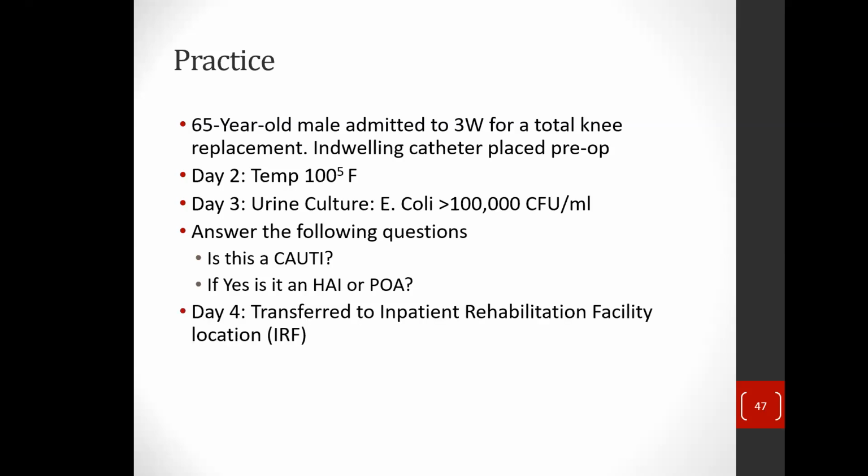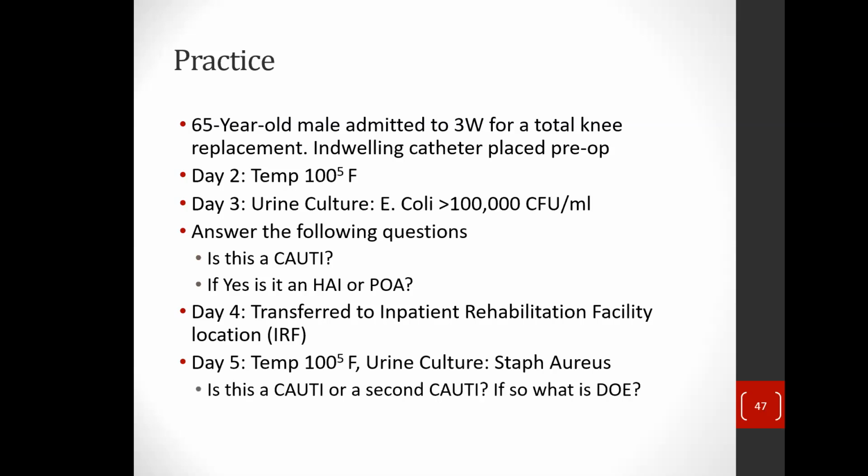Okay, on day 4, this person was transferred to your inpatient rehabilitation facility, just in another wing of your facility, not a separate facility, but in your hospital. They have another temp, 100.5, and they do another urine culture with staph. Is this now a catheter-associated urinary tract infection or a second CAUTI? And if so, what is the date of event?